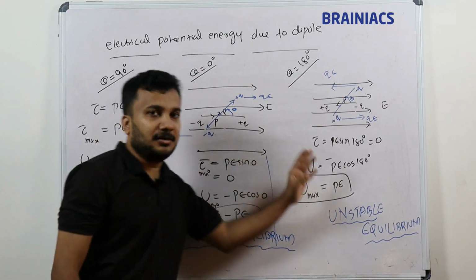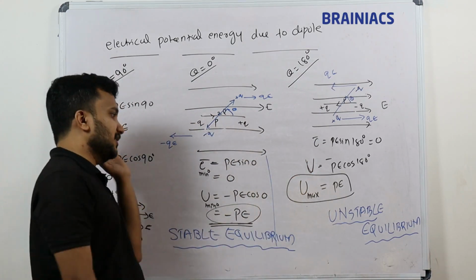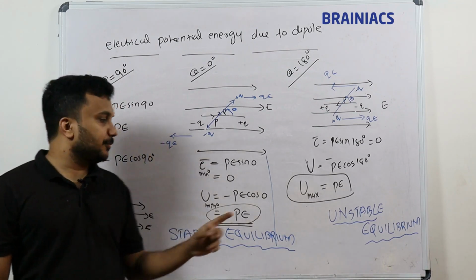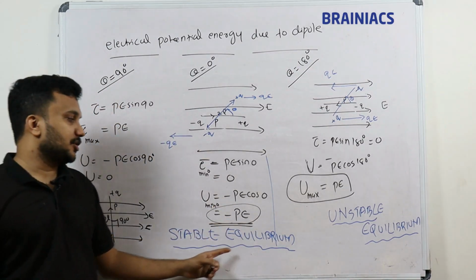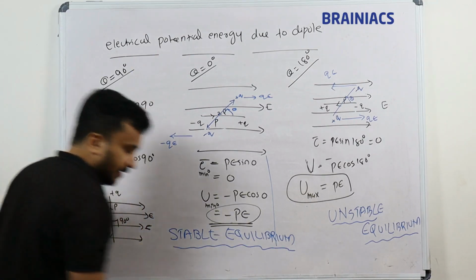So remember all these three concepts. This is important to remember all these things. Okay, so potential energy, the minimum value of potential energy is minus PE. Such a condition is called stable equilibrium. I will give you a practical example.